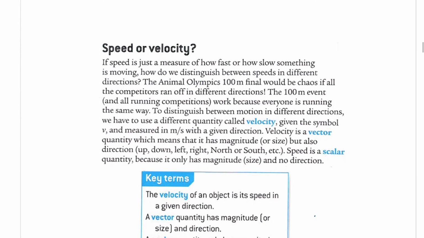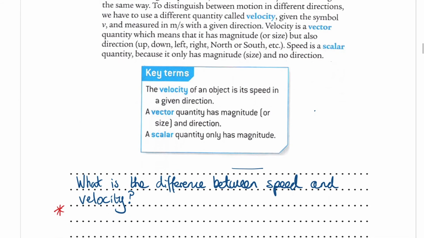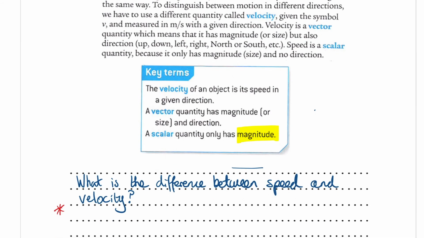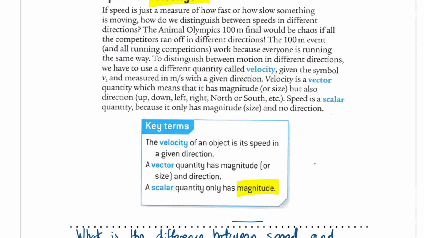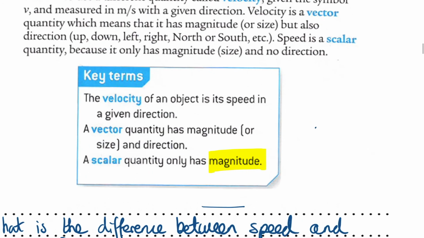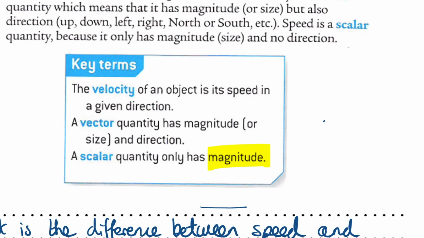And finally, what is velocity? Velocity is very similar to speed. The only difference is, as well as it's got a size, it's got a direction. Another word we use for size is magnitude. I'll let you read that paragraph there, but if we look at these key terms, it says the velocity of an object is its speed in a given direction. New words, vector quantity has magnitude, that's size, and direction, scalar quantity, only has magnitude again. I'll write it down, that means size.